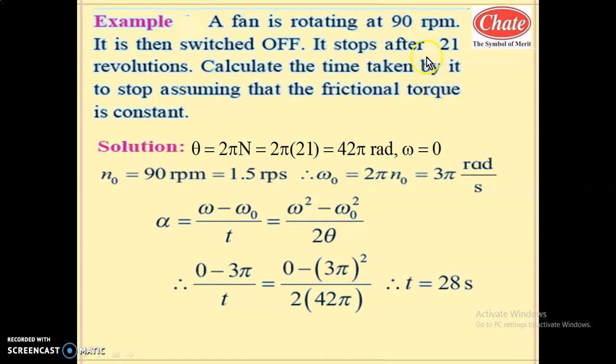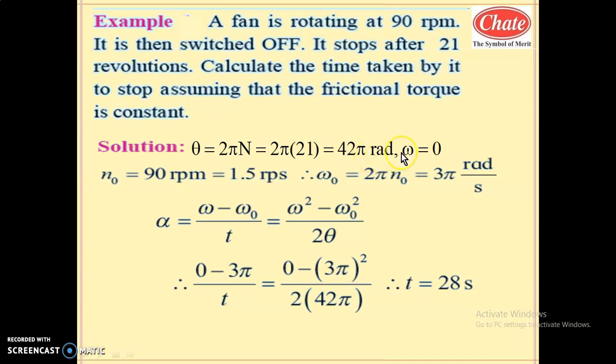So here the 21 rotations are made by the fan before coming to rest. So what is the total angle described? That is 2 pi into the number of rotations. One rotation means 2 pi angle. So for 21 rotations of the fan, it is 21 into 2 pi, which is 42 pi radian. This is the total angle described by the fan before coming to rest.